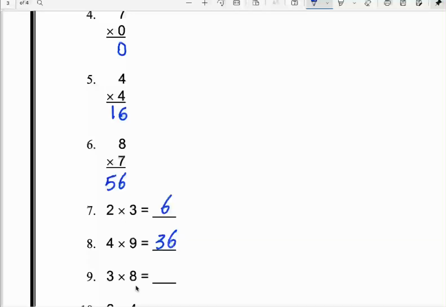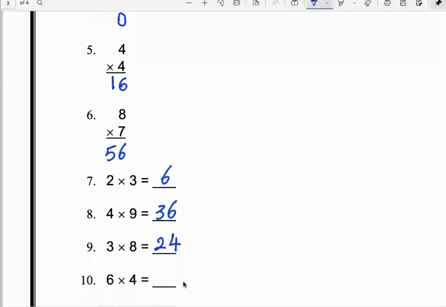3 multiplied by 8. 24. 32? Do not repeat. Thank you, my heroes. You can mute your mics. So 3 multiplied by 8 equals 24. Okay. 6 multiplied by 4.